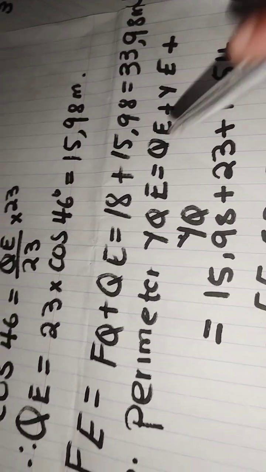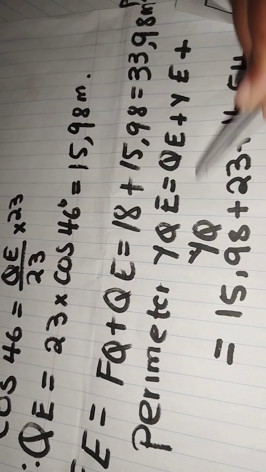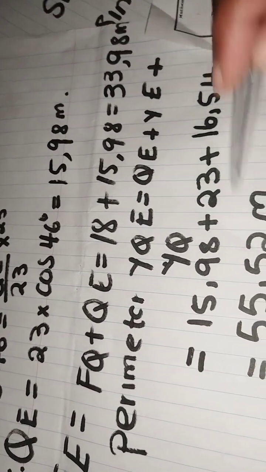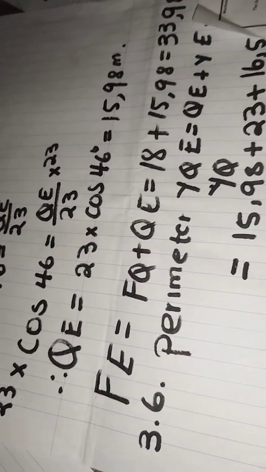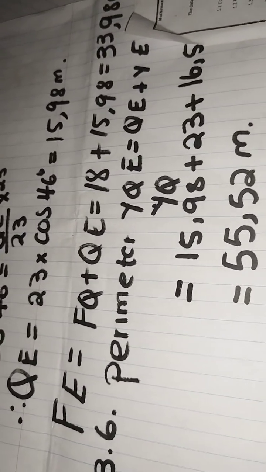So they further said calculate the perimeter of triangle YQE. The triangle YQE. The perimeter, we add all the sides again. So it's just simple. That's why it is 2 marks. So then I add my sides, YE plus YQ, which is this size. Then it's 55.52 there.